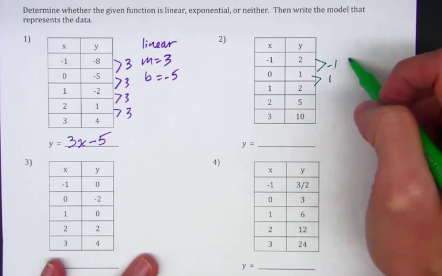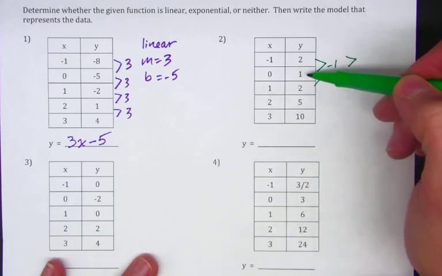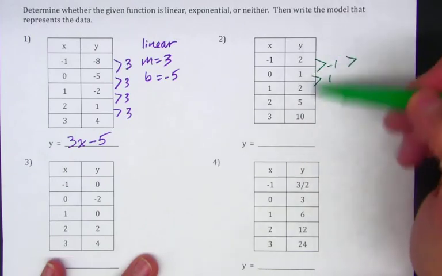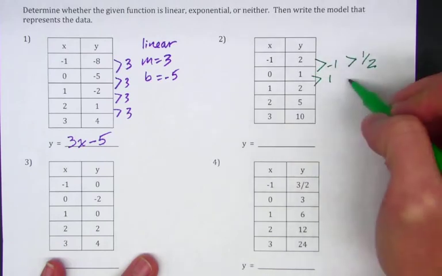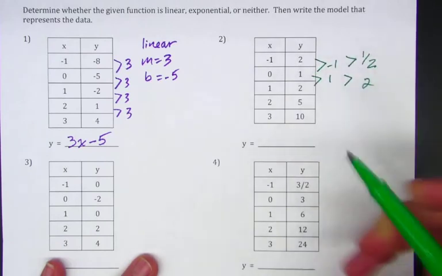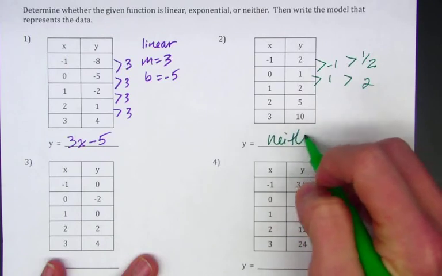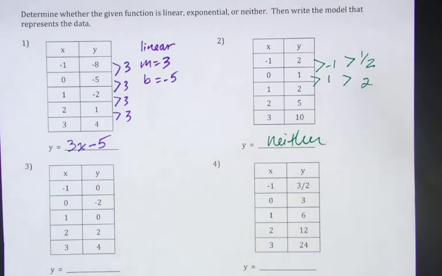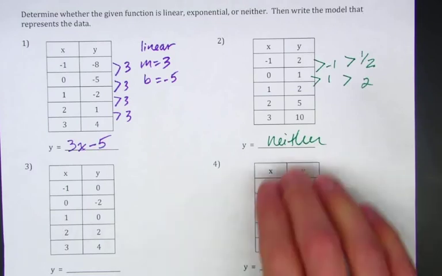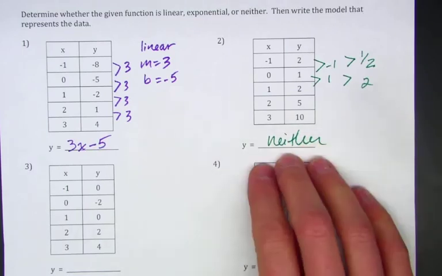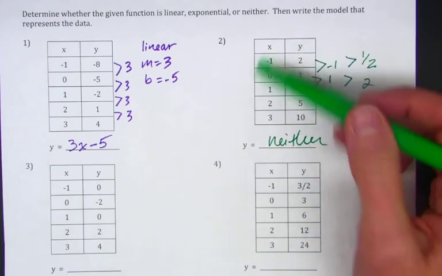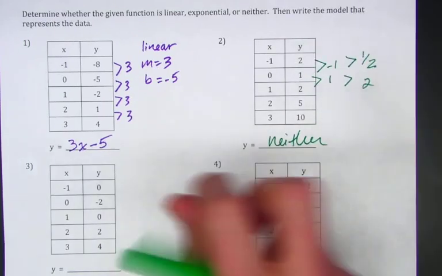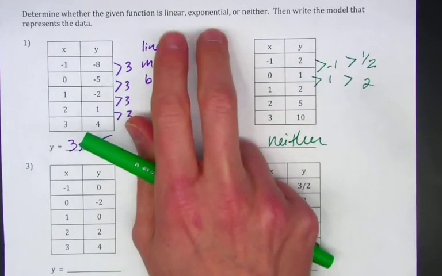For exponential, the rate that we're dividing by is going to be the same. So 1 divided by 2 is 1/2, and 2 divided by 1 is 2. So we know that this is neither linear nor exponential. Okay, so this fails both tests. If it fails both, we're going to go ahead and put neither. There is a model that represents this data, but we're only looking for the linear or exponential model if you're solving.